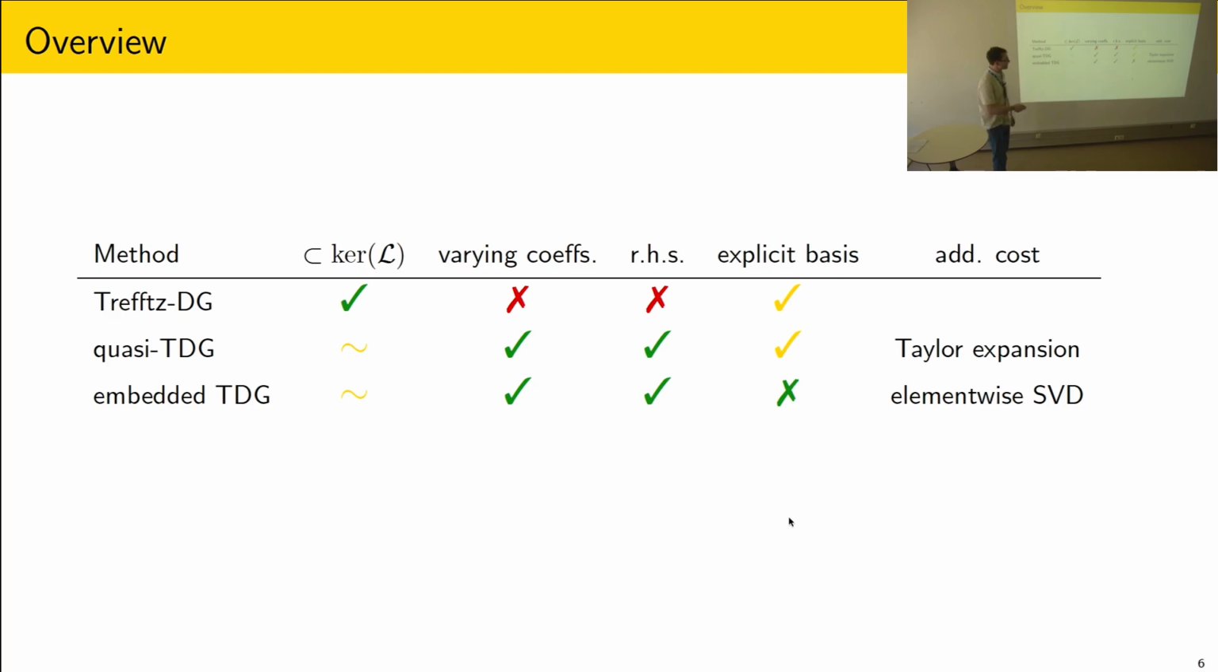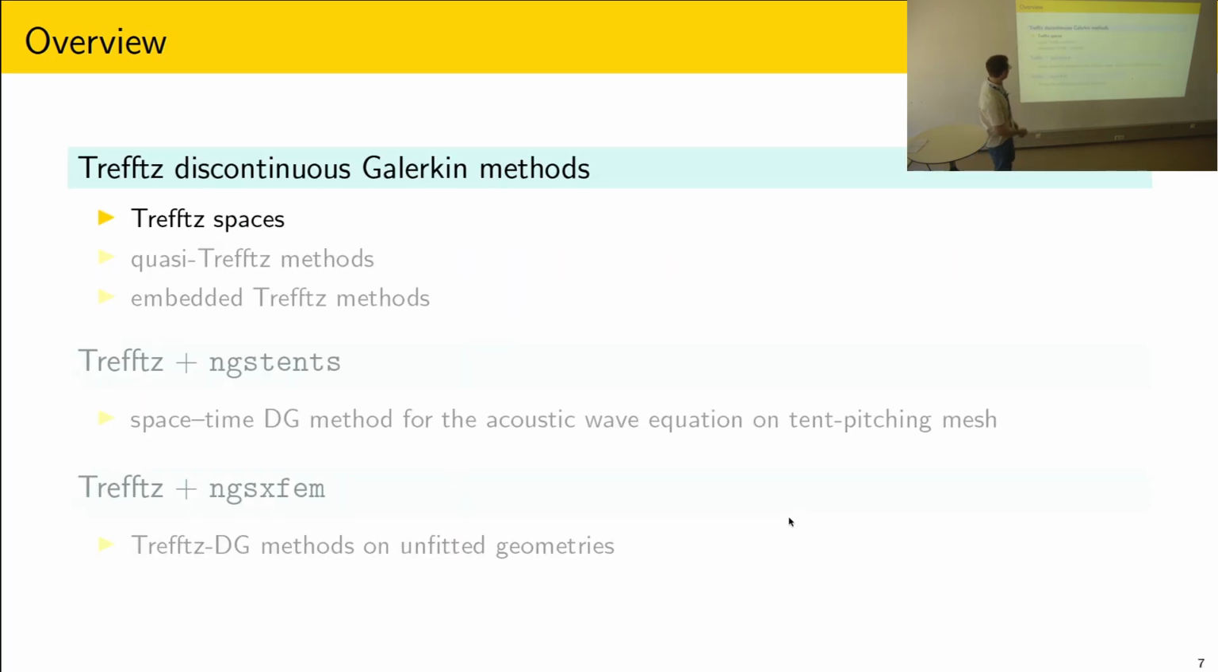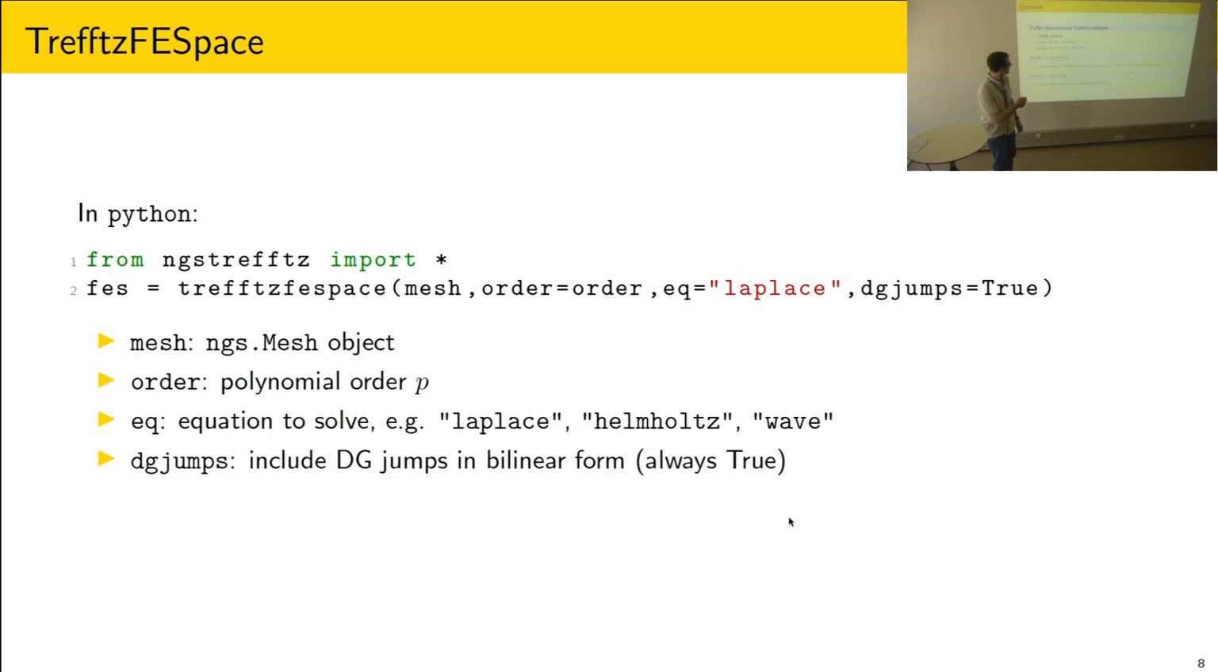Whereas for the embedded Trefftz method, while there is an X, I still put it in green, since there we will not have to construct explicitly these basis functions, but circumvent this by doing SVD. So the additional cost for these two methods is element-wise, we need either a Taylor expansion of our coefficients, or we need to do an element-wise SVD, which you will see later on. Okay, so this is the overview. I will start with the Trefftz spaces, so standard Trefftz spaces, and how to implement them in NGSolve, and then we will look into these other two methods.